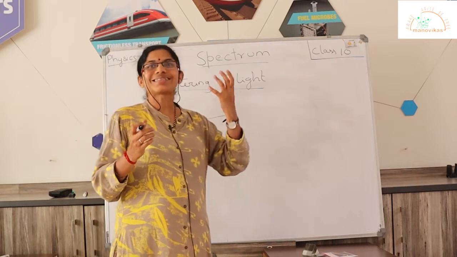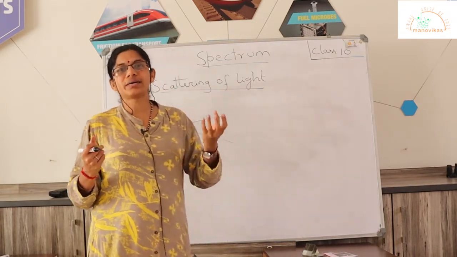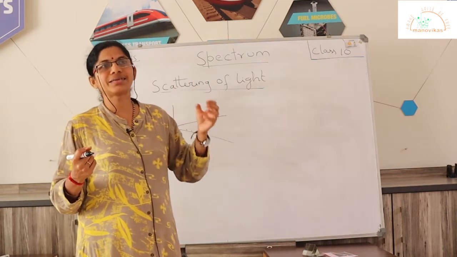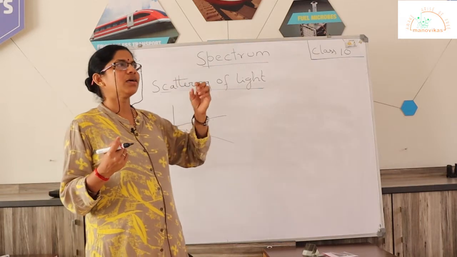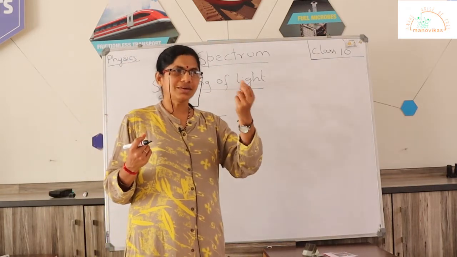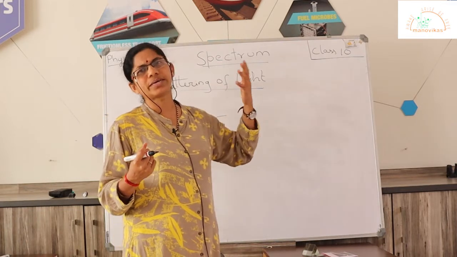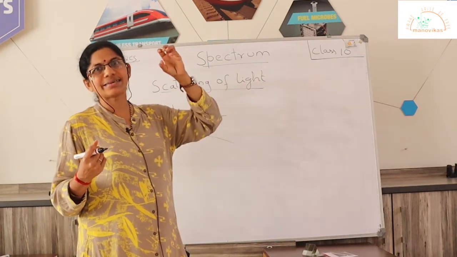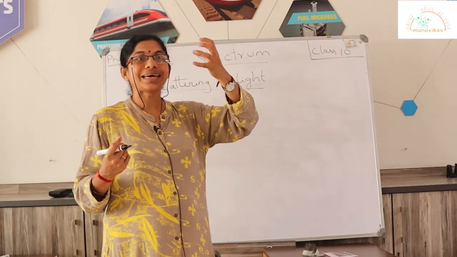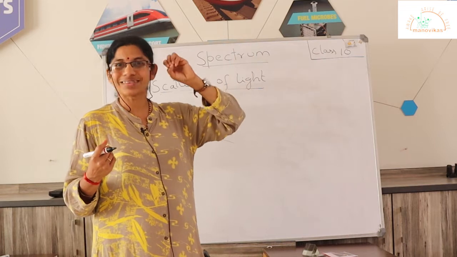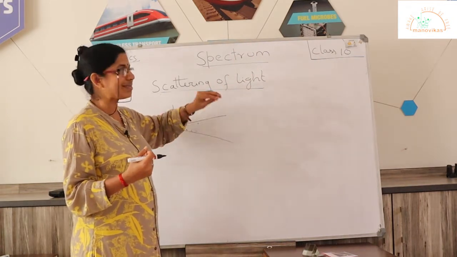So what is scattering? Scattering is nothing but the absorption of light by these dust particles and re-emission of that light. The dust particles have a smaller wavelength as compared to the wavelength of the light that is entering. So they absorb the light, and without absorbing the light energy, they emit those radiations. Light radiations are being emitted.